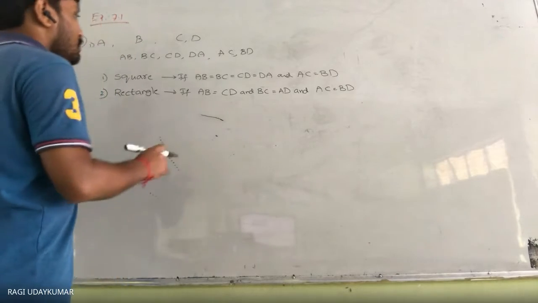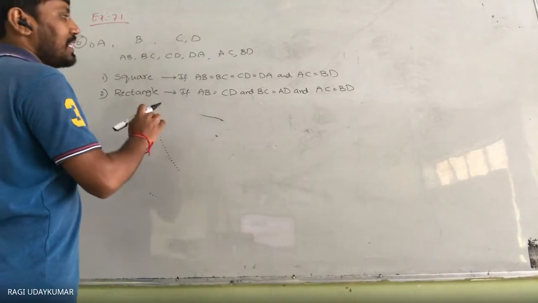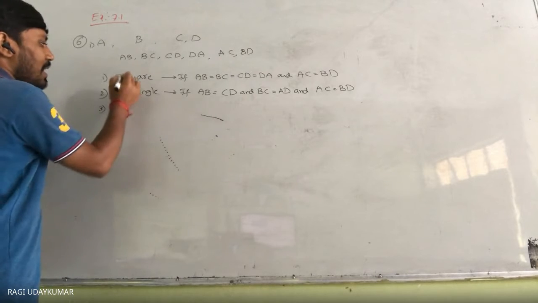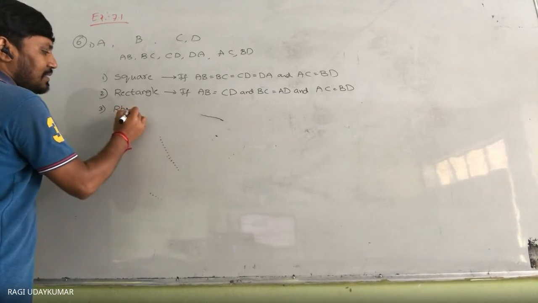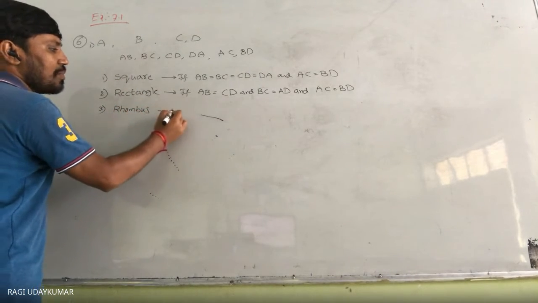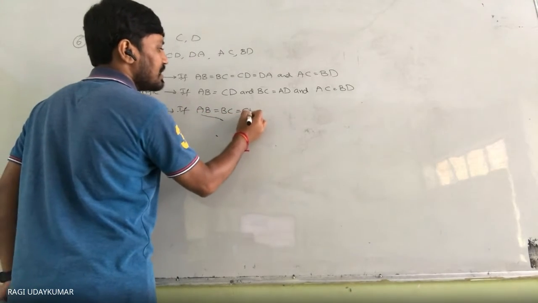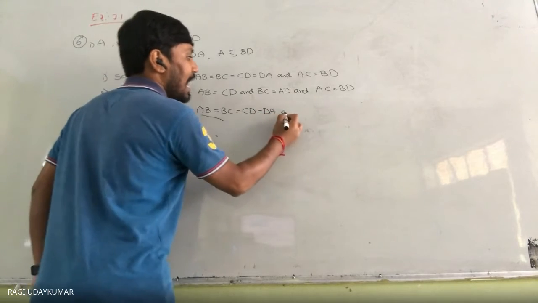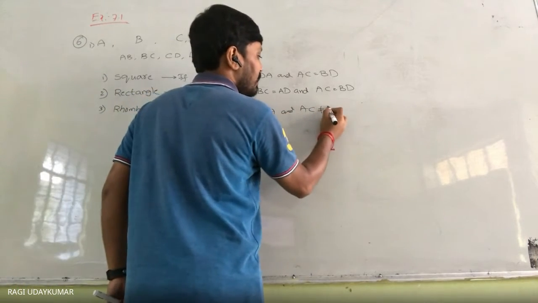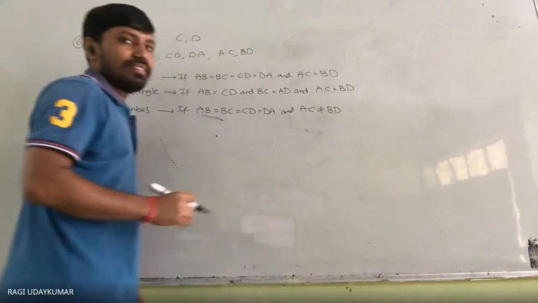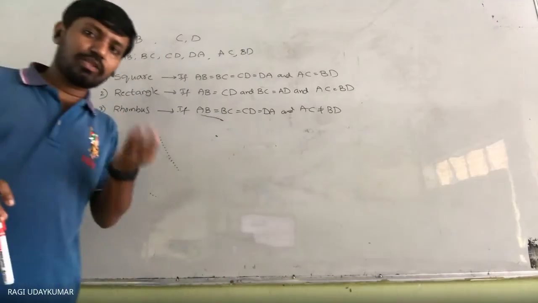Okay, let us do one thing here. Square, rectangle, rhombus. So when do we say that it is a rhombus? If all the sides are equal, AB equals BC equals CD equals DA, and AC is not equal to BD. If the diagonal lengths are not equal, it is only a rhombus, not a square.